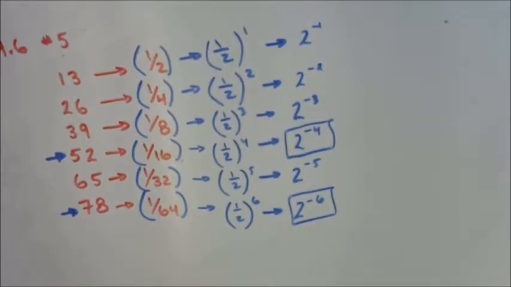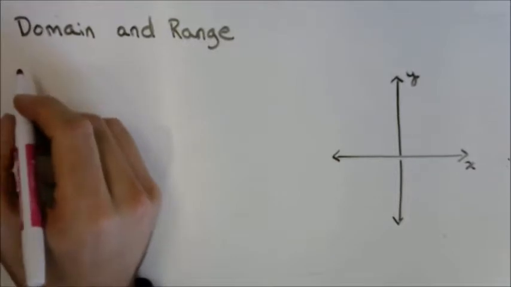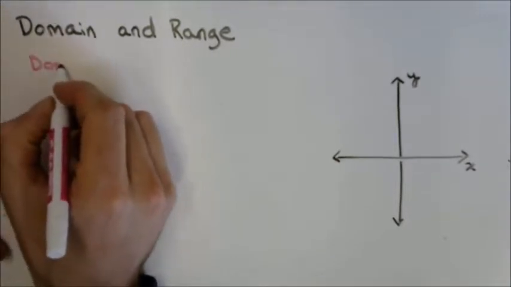Okay, quick final notes on domain and range. What are they? Domain and range talk about the values of x and y that the function can actually have. So we're talking about parabolas. I'm going to draw an example in a minute, but first I'm going to define domain and range.